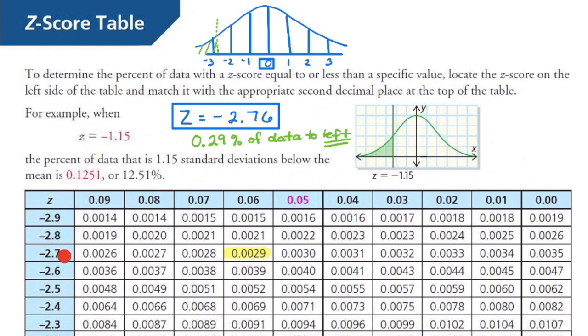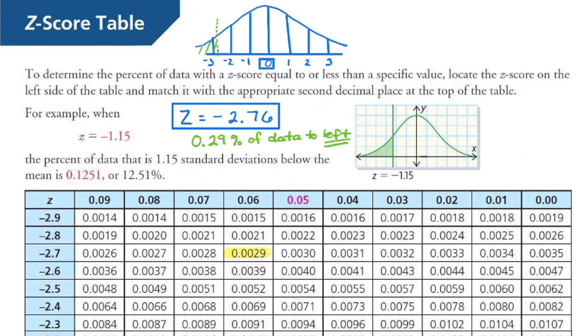There's negative 2.7. And then the hundredths position is listed across the top here. So one of my fingers is going to go down to negative 2.7. The other finger is going to go across the top to 6/100ths. Where those two column and row meet, that is the percent of data to the left of this z-score. Now, instead of writing it as a percentage, they write it as a decimal, but we can multiply all of these values by 100 to get the percentage. So I know that 0.29% of the data is to the left.